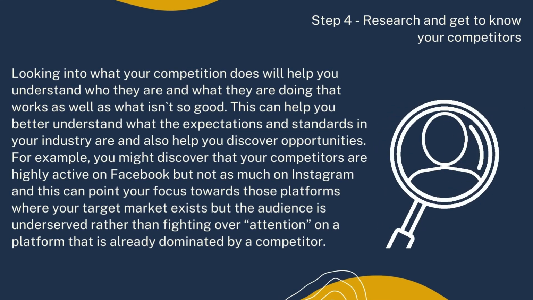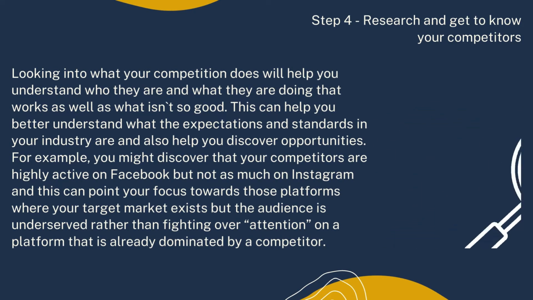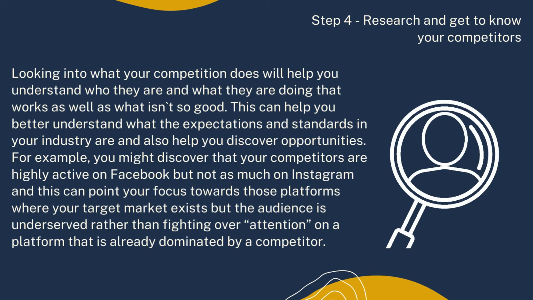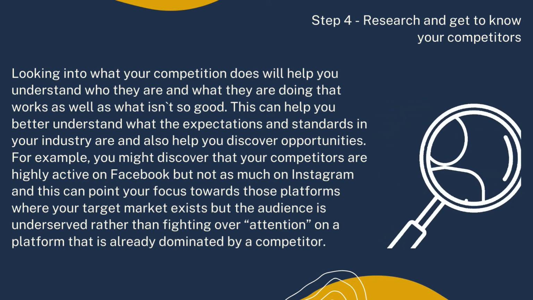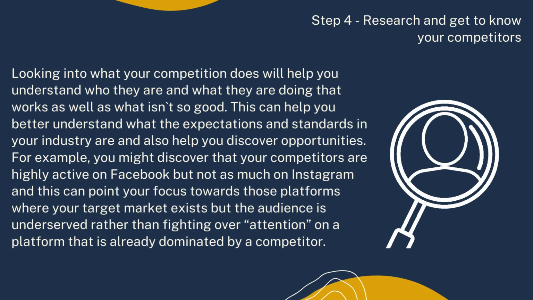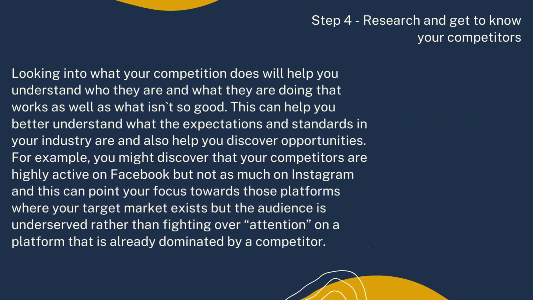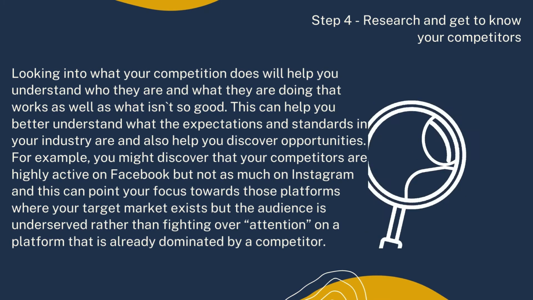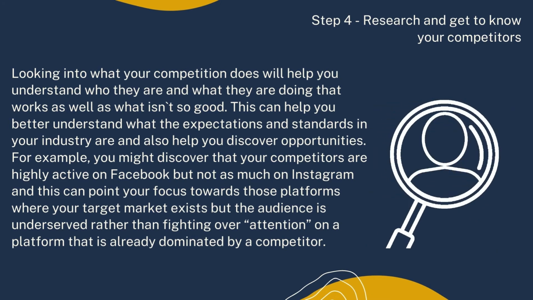Step 4. Research and get to know your competitors. Looking into what your competition does will help you understand who they are and what they are doing that works, as well as what isn't so good. This can help you better understand what the expectations and standards in your industry are, and also help you discover opportunities. For example, you might discover that your competitors are highly active on Facebook but not as much on Instagram, and this can point your focus towards those platforms where your target market exists but the audience is underserved, rather than fighting over attention on a platform that is already dominated by a competitor.